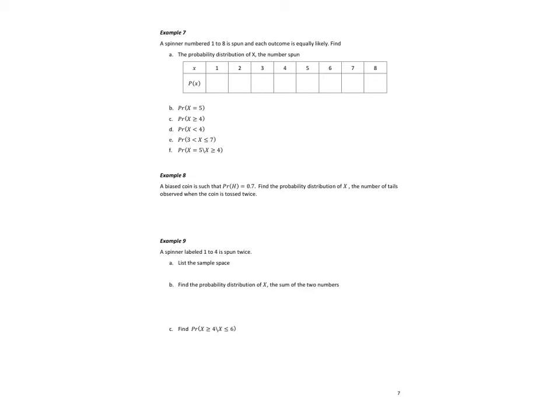So what's this next example we've got? We've got a spinner numbered from 1 to 8, and each outcome is equally likely. So the chance of getting a 1 is the same as getting an 8. I have 8 possibilities, each number's on the wheel only once, so each probability is 1/8. So that's my probability distribution.